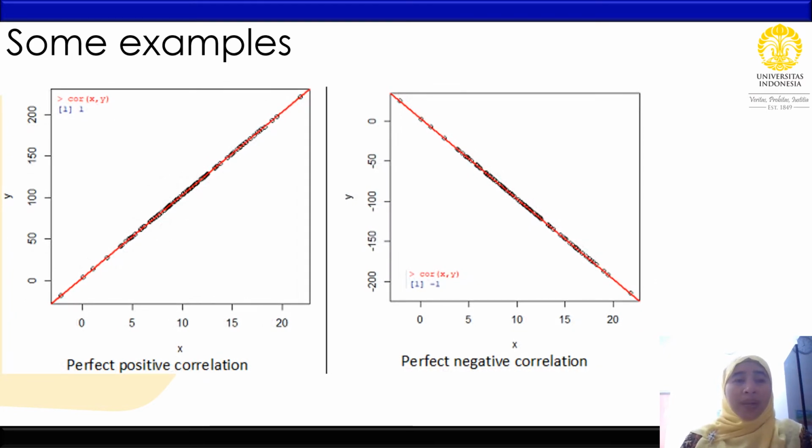Now this is a perfect correlation. We say it is a perfect correlation if all the points x, y, they all are on the line. So here we have a perfect positive correlation for a line that has a positive slope, and here on the left we have a perfect negative correlation.